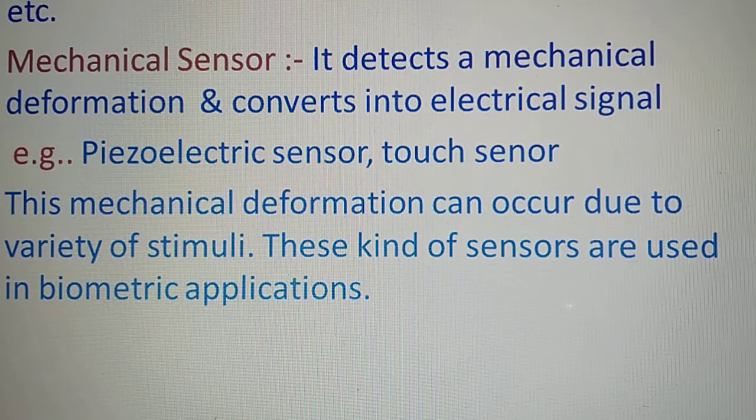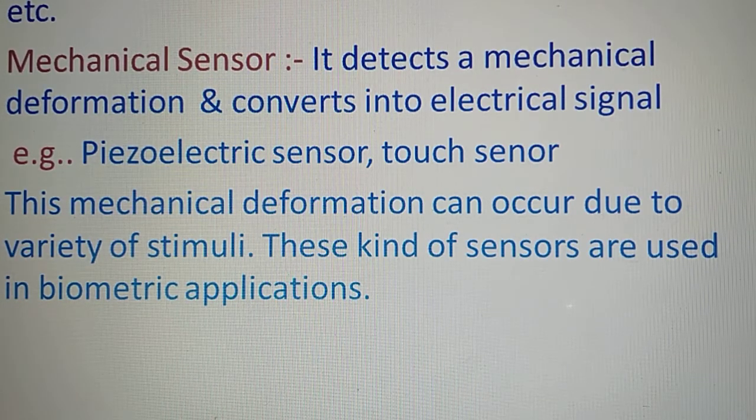Now, what is mechanical deformation? Suppose you are applying a large pressure or force on an object, and because of that, the object is deformed, not in its original shape; its shape becomes disturbed. That is called deformation. But how do we measure that deformation? To measure those deformations, we need sensors. Those sensors are called mechanical sensors, and the major function of a mechanical sensor is that it detects the mechanical deformations as well as converts them into electrical signals.